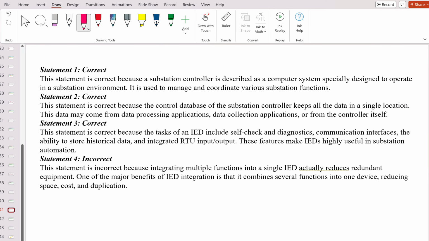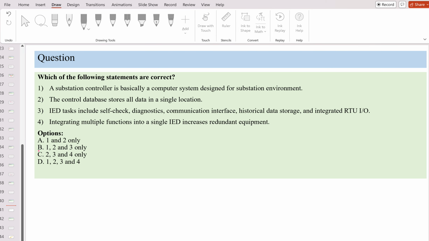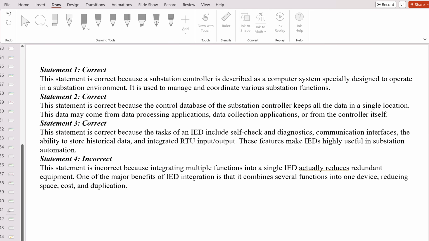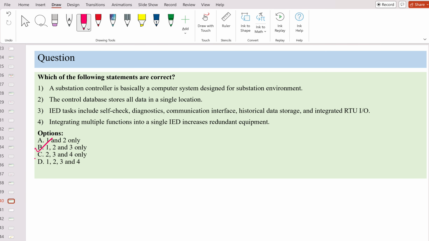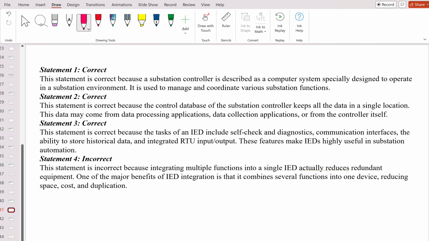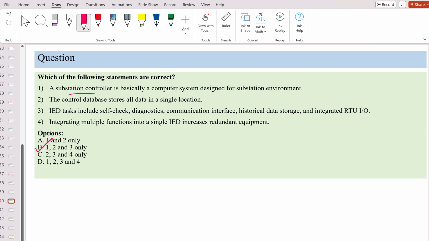So when you see the first, second, and third statements, they are correct, so option B is correct. But you want to see why it is correct. The first statement says a substation controller is basically a computer system designed for the substation environment. That is correct. The control database stores all the data in a single location. That is also true. IED tasks include self checks, diagnostics, computer interface, communication interface, historical data storage, and integrated RTU input output. That is also correct.